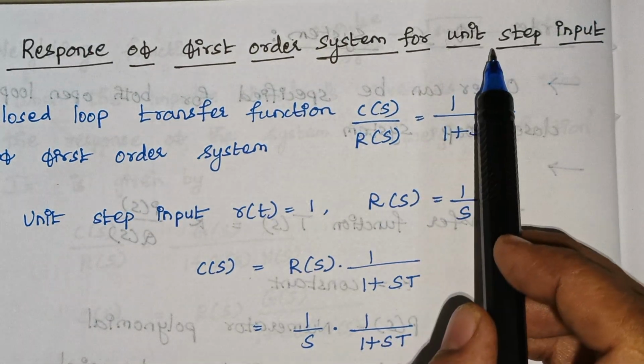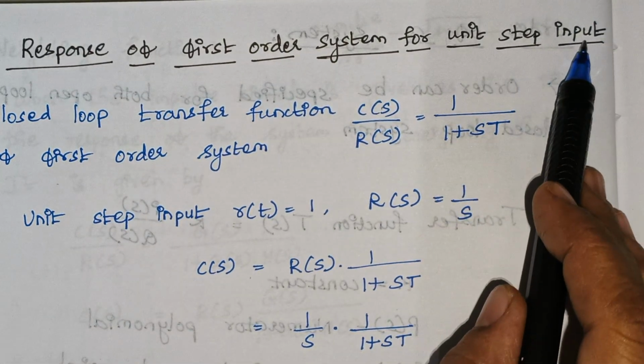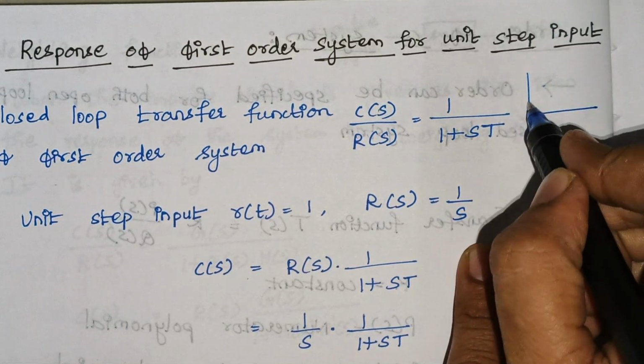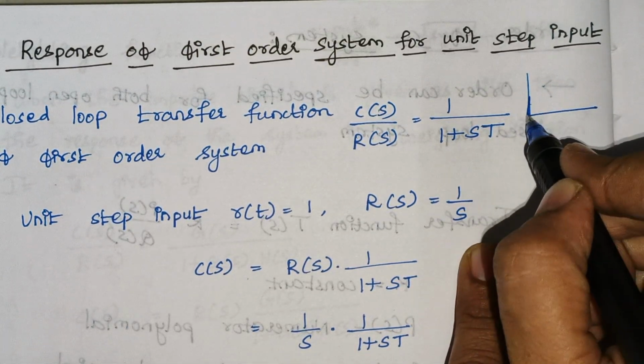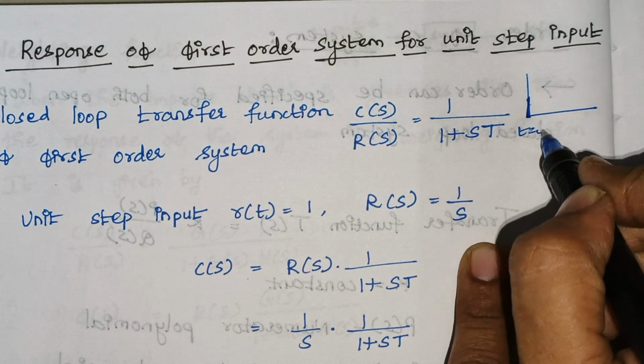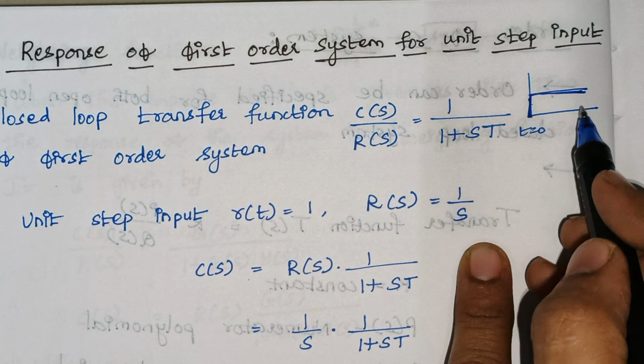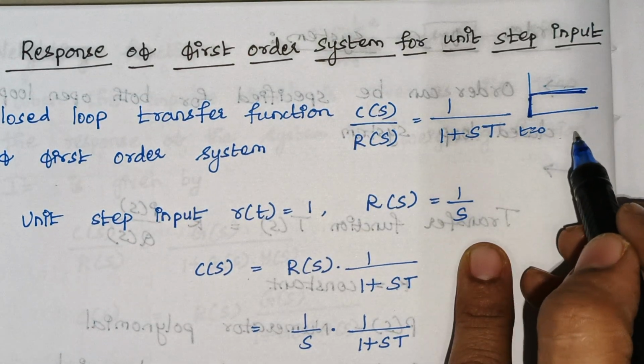And the type of input is unit step input. How will a step input be? As we already discussed, this is the input whose value varies when t is equal to 0 and it remains constant when the value of t is greater than 0. So this is a step input.